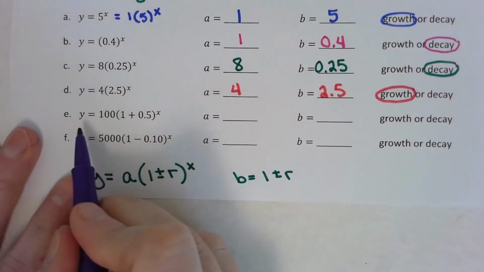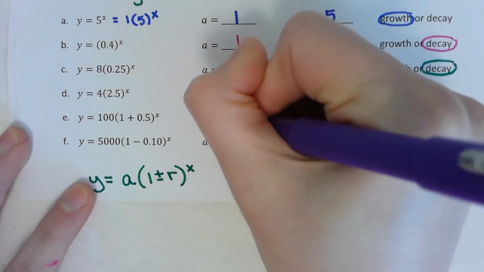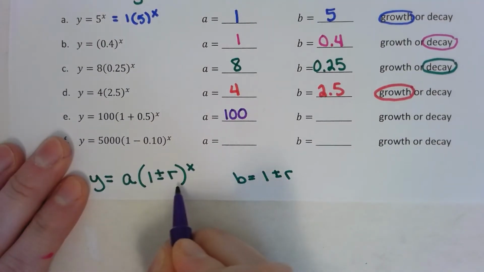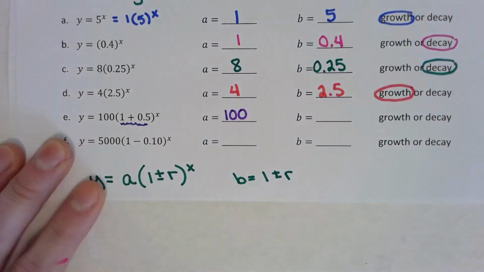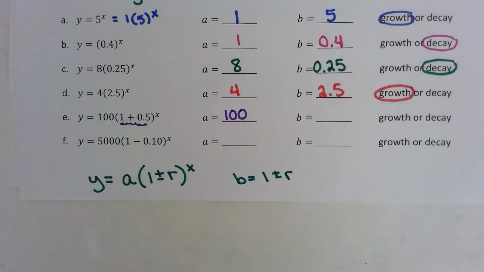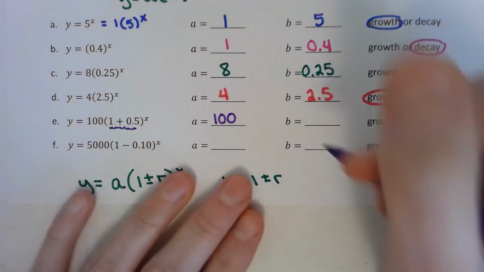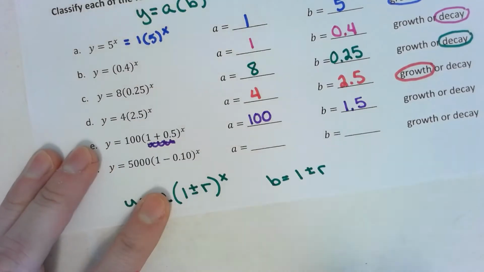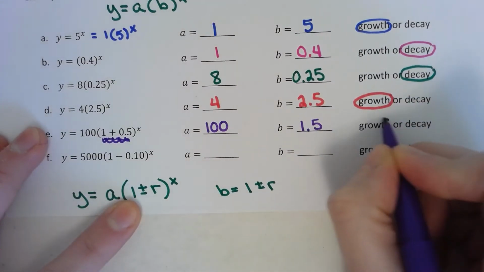Part E. When I look at this equation, it's easy for me to see that the number on the outside is 100. That's our starting amount. But I want to remind you that B is actually what's inside of your parentheses. So in this case, since we actually have something going on right there, we actually need to add those numbers together to get our B value. I'm going to do 1 plus 0.5 in my calculator, which is 1.5. So the B value right here is 1.5. And I'm going to do this so that you know where we got that information right there. Now, this number is bigger than 1, which means that it is exponential growth.